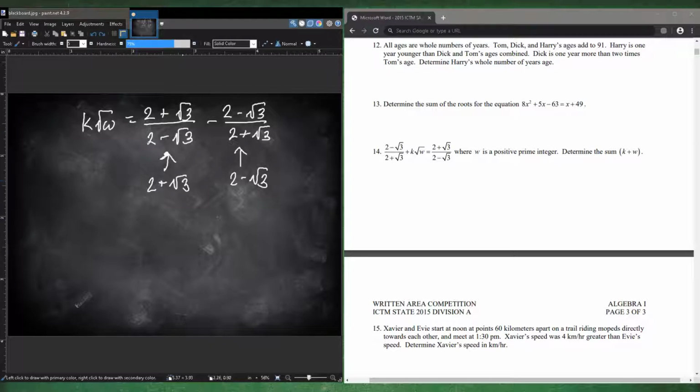So then 2 times 2 is 4. Square root 3 times square root 3 is 3. And then 2 times square root 3, 2 times square root 3, that's 4 square root 3. Add up together. Okay, now on the bottom, 2 times 2 is 4.